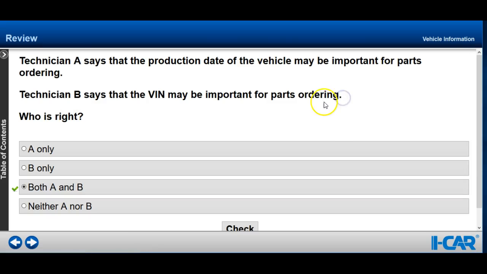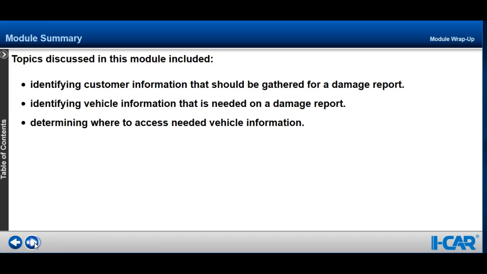You'll have a short exit exam with this one because it was a very short module. So topics included were identifying customer information that should be gathered, identifying vehicle information and determining where to access needed vehicle information. So your password for this one will be VIN, V-I-N. No caps, no nothing, just V-I-N is the password for Module 14 Exit Exam B.